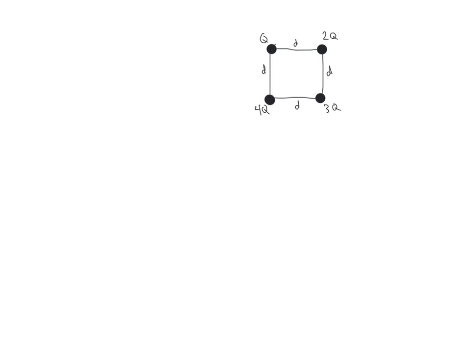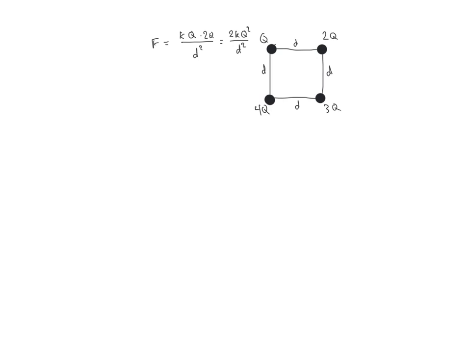So part A, determine the magnitude of the force on charge 2Q due to charge Q. So we want to find out how much force is being exerted on this charge due to this charge. So we're just going to ignore these two down here and just write out Coulomb's law. F is equal to K, Q1, which is Q, Q2, which is 2Q, divided by the distance between them squared, and that would just simplify to 2K Q squared over D squared. That's all there is to these kind of questions.